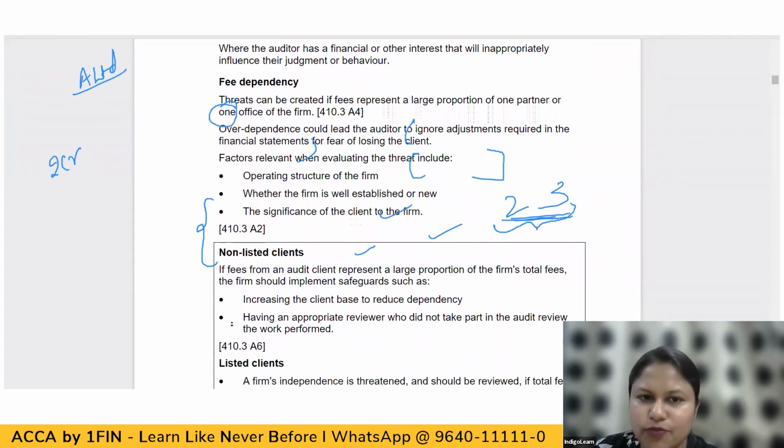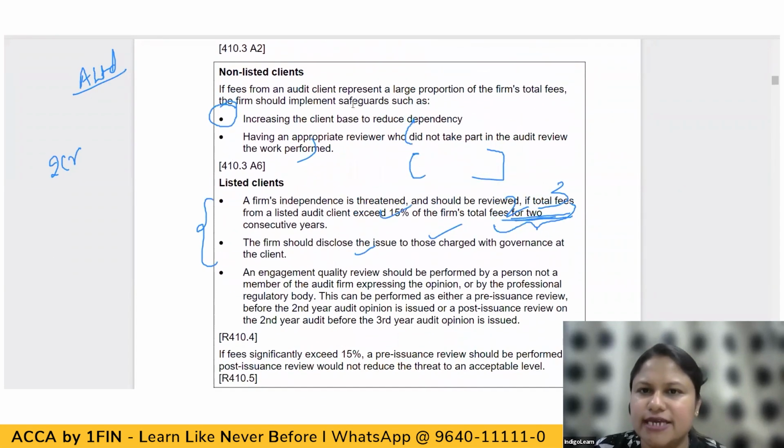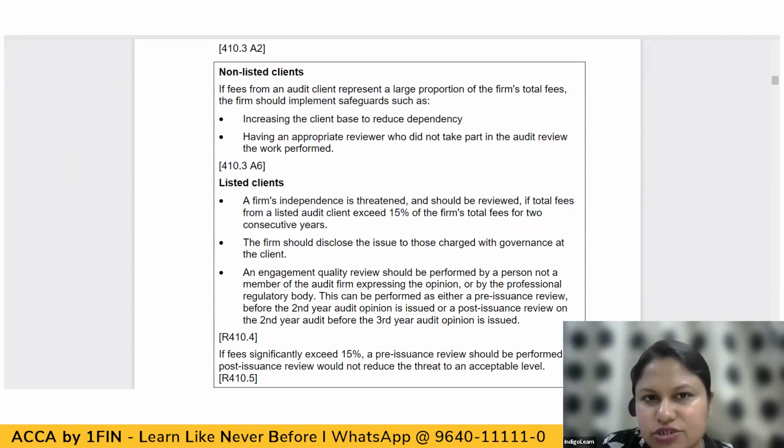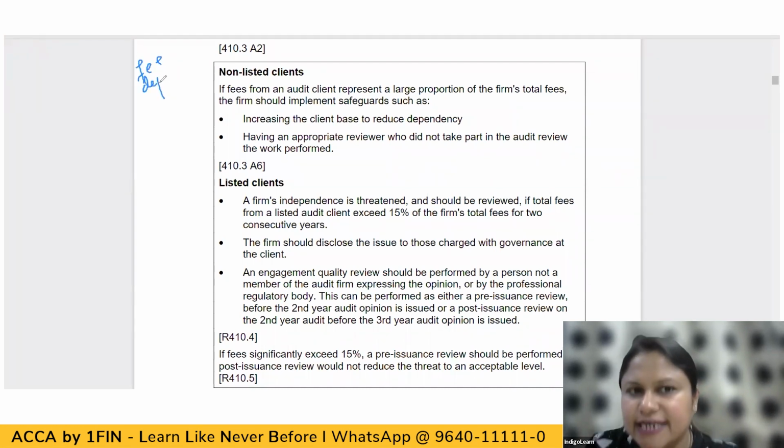Now this point becomes very important for the exam, because it could come in the exam as an objective question also, or they could give a case study kind of question on this. Now, this is a safeguard. When we understood that there is a particular client from where we have a major portion of our fee coming, or we have fee dependency on that client, then what safeguard can you take to mitigate this threat? They have given it in 2 ways. Non-listed companies separate, listed companies separate. So in case of unlisted companies, that is non-listed companies, what will you do to eliminate or mitigate the threat?